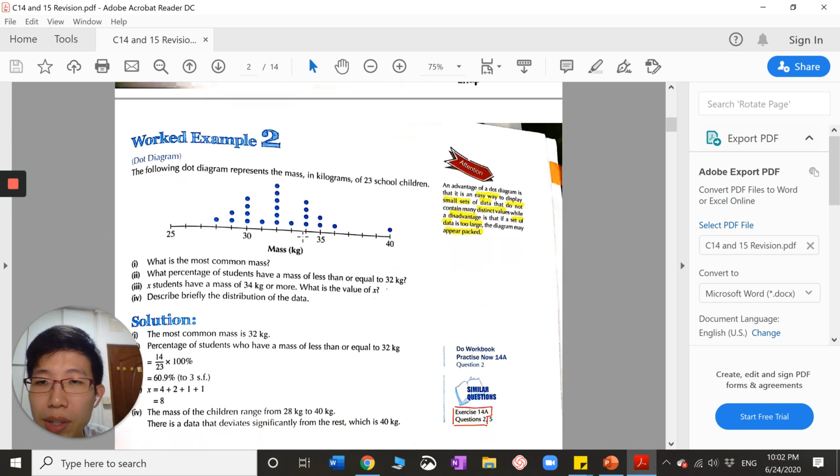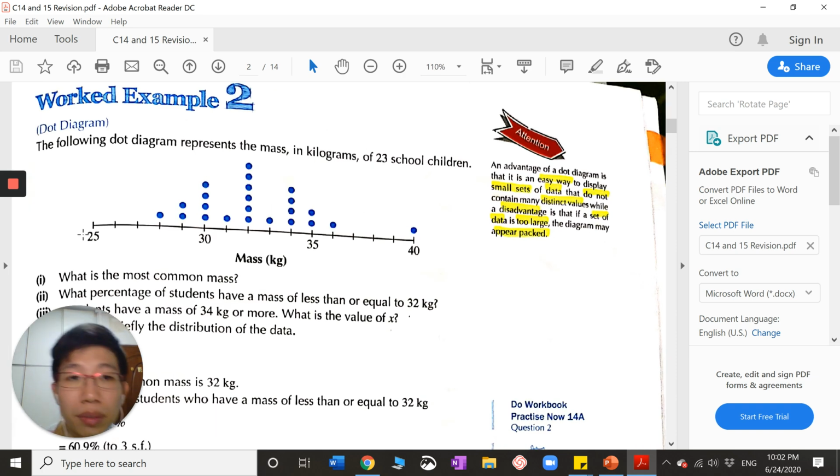So in the dot diagram, sometimes we notice that it's very hard to write all those individual data. For example, it's very hard to write 25, 26, 27, 28, 29, all the way individually, 31, 32 until 40. It's too many numbers to write. So we can actually do it in this manner, whereby you show that you have a fixed interval, for example 25, the next number 30, just like how your measuring cylinder works as you read the readings.